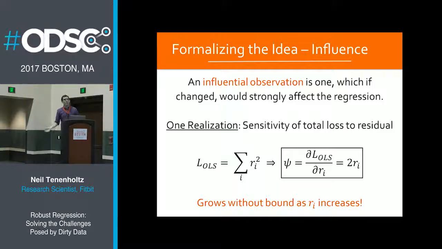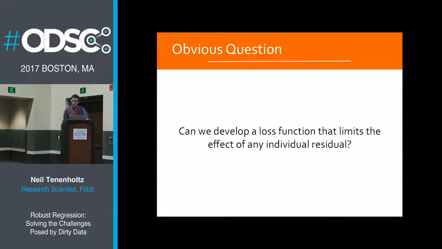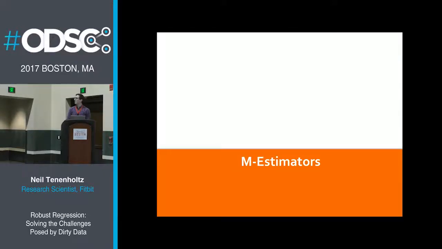And so what's problematic about least squares is that as your residual grows, if you just nudge it a little bit, the effect of that little nudge gets bigger and bigger as your error gets bigger and bigger. And so these outliers become more and more influential and have a bigger and bigger impact on your regression itself. And so the natural question is, well, can we just develop a loss function other than that squared residual error that doesn't have such a property? And that's where M estimators come in.